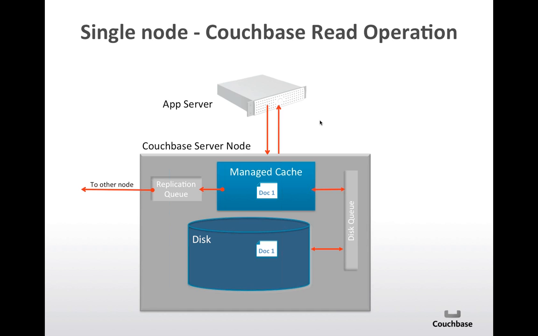So let's look at how the read operation happens. The app server sends a get request to the Couchbase server. In this case, document 1 is already in the managed cache, so the Couchbase server immediately sends it back to the app server.